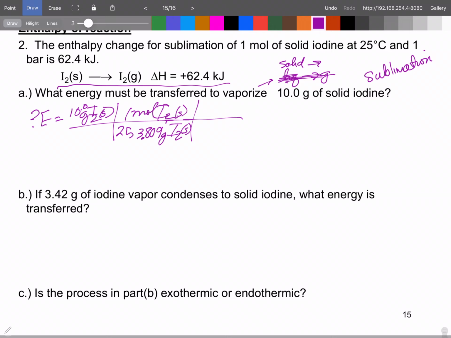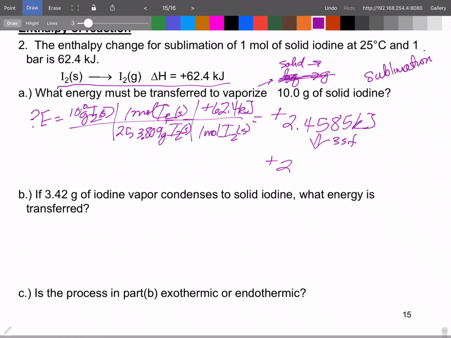And so what we need to do is move it. So we're going to have 1 mole of iodide solid, plus 62.4 kilojoules, because that's the energy associated there. So we do the math. We're going to get a positive 2.4585 kilojoules. We have 3 significant figures, even though I didn't write them. So it's plus 2.46 kilojoules is how much energy is transferred.